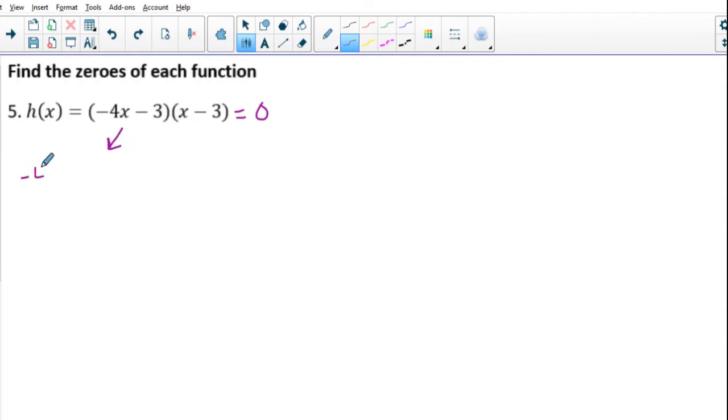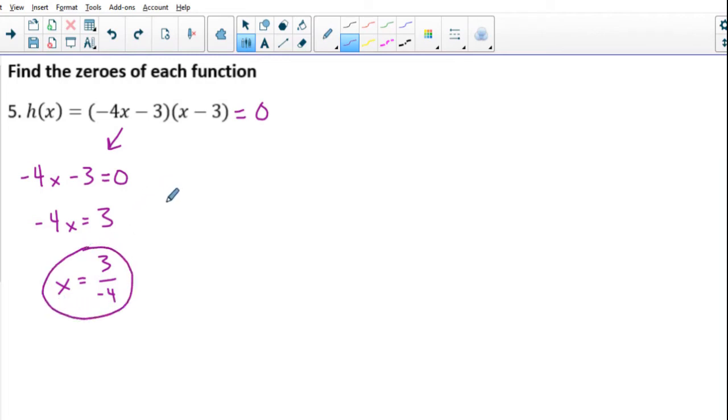So let's do this one first. I could first of all say negative 4x minus 3 equals 0. And I'm really just solving this like a normal equation. I would add 3 to both sides to get negative 4x equals 3. And then to get rid of this negative 4, I'm just dividing both sides by negative 4. 3 over negative 4. So one of our zeros, the first zero, would be negative 3/4.